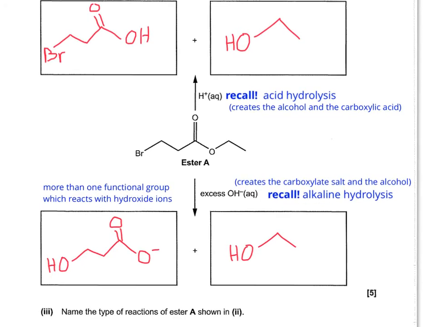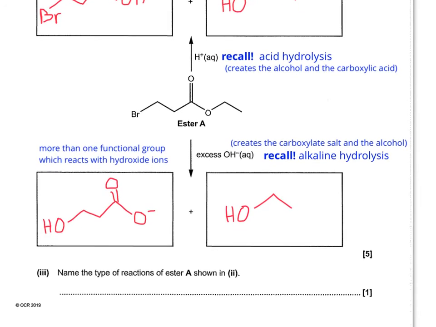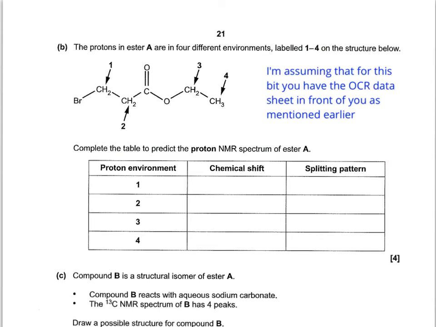Moving it down, it says, name the type of reactions of ester A shown in part 2. We've already worked out this is hydrolysis, so we can obviously add that in. So for this next part, which is the part where quite a few people struggled, I'm assuming that you've got your OCR data sheet in front of you. I gave you the link earlier. If you need to pause the clip and copy the link and paste it into your phone or your computer and download it and print it off or whatever, then that's fine.